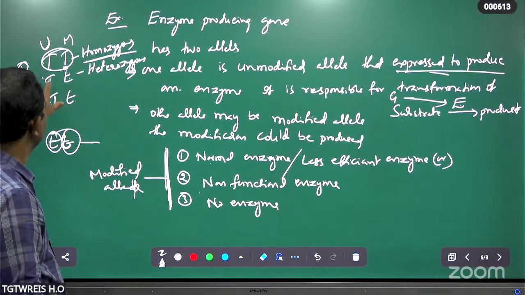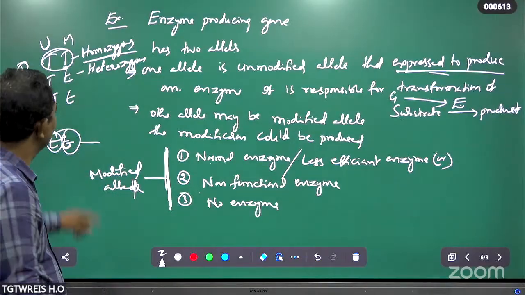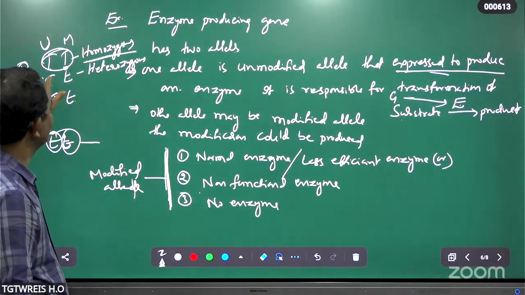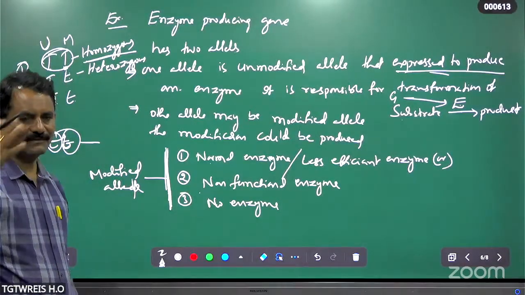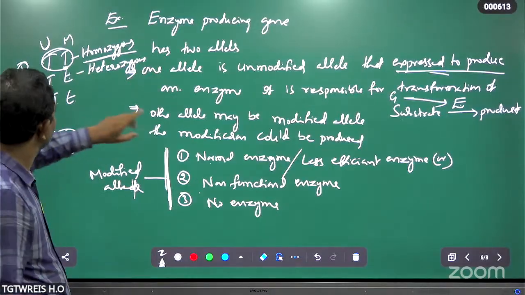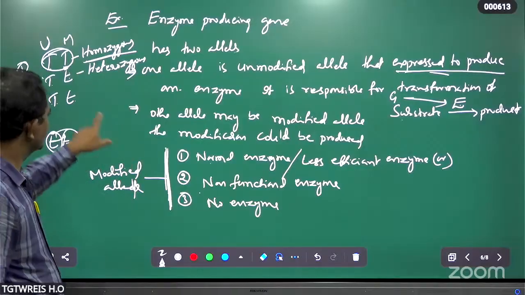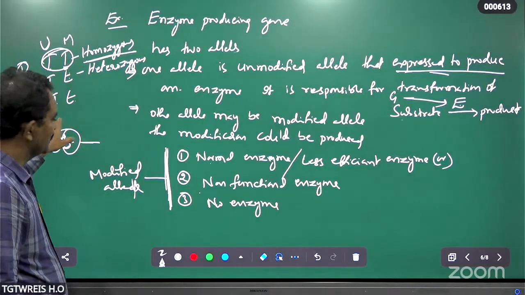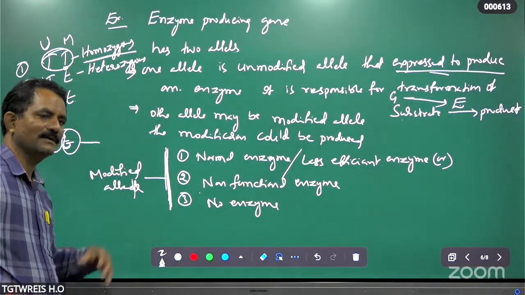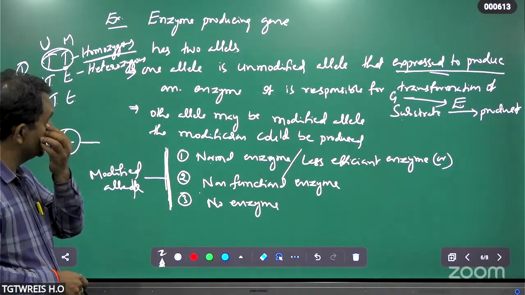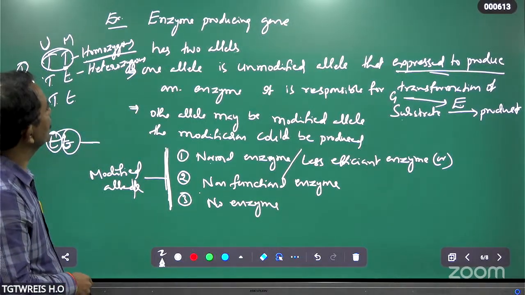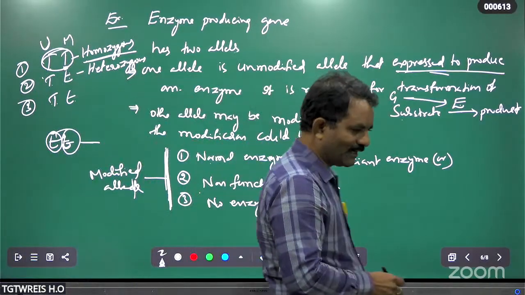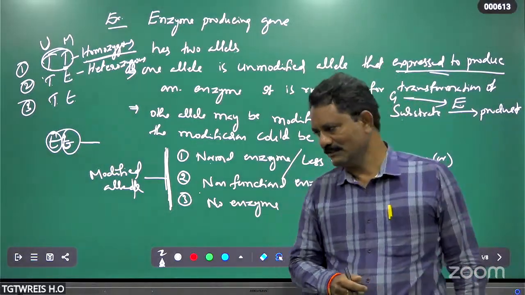And the second condition, one is the unmodified allele, the second one is the modified allele. That condition becomes heterozygous, in which the unmodified allele is responsible for the production of a phenotype, here the enzyme. And in the third condition also, one is a non-functional allele, no enzyme. In that condition, the unmodified allele is responsible for the production of a phenotype, here the enzyme. So this is the concept of the law of dominance.